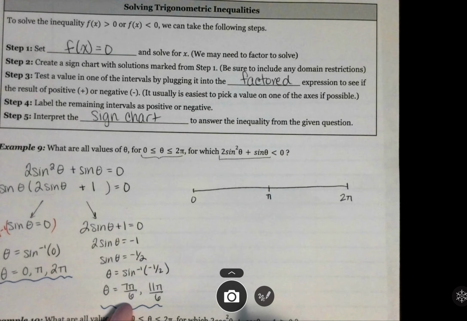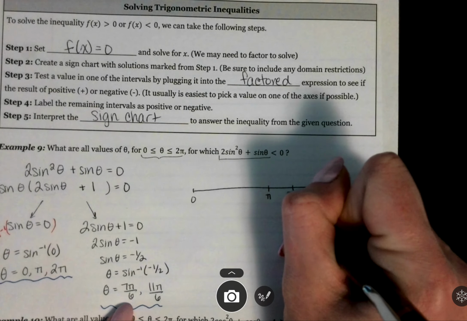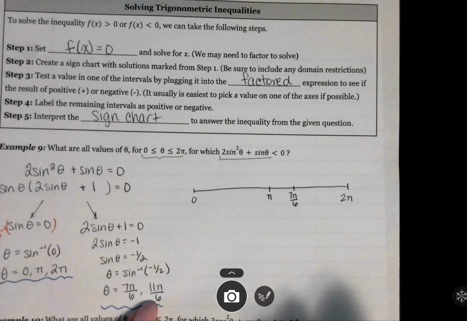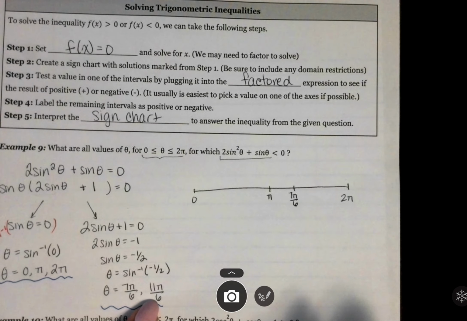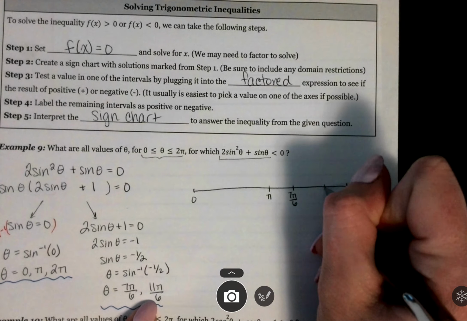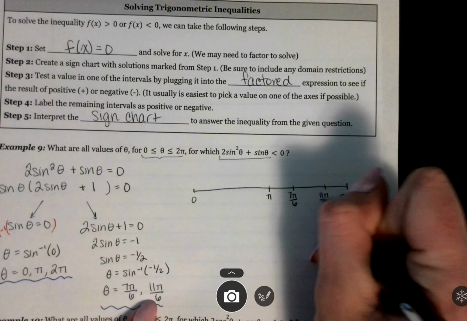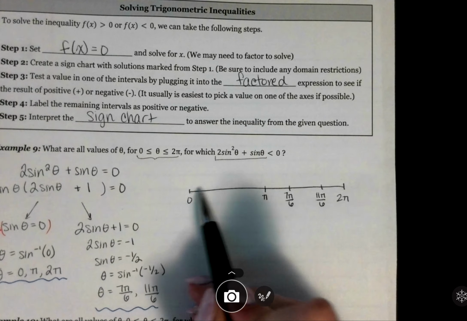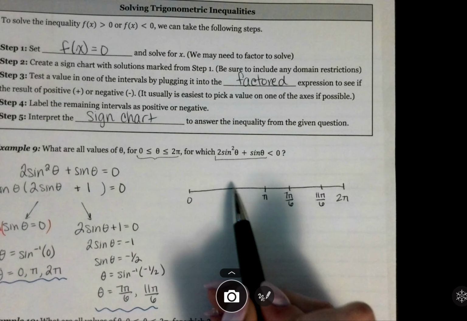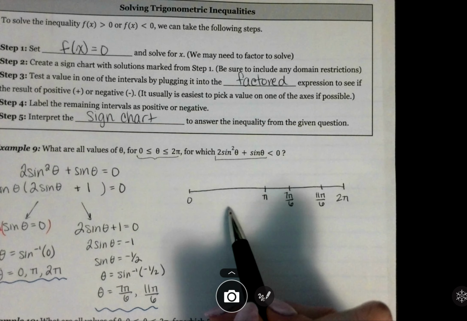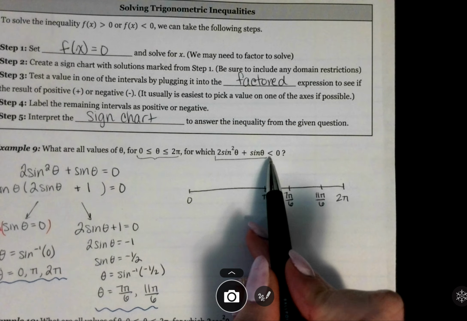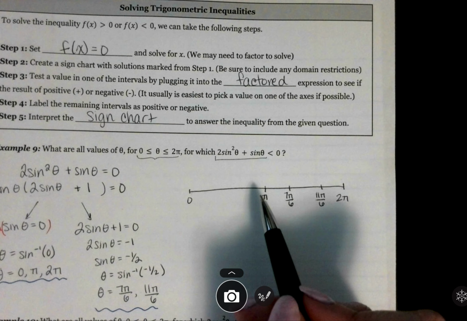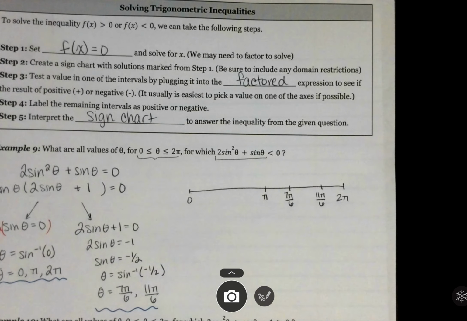7 pi over 6 is slightly bigger than pi, so I'm going to put that here. And 11 pi over 6 is slightly less than 2 pi. So it doesn't matter the spacing for this. We're just using it to figure out if it's going to be positive or negative, to see if the section of the graph between 0 and pi is going to be above our x-axis or below our x-axis. Since we want it less than 0, we actually want it to be under our x-axis, so we want it to be negative. That's what we're looking for.